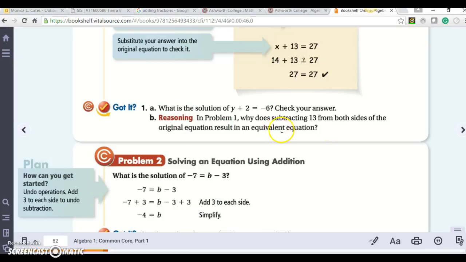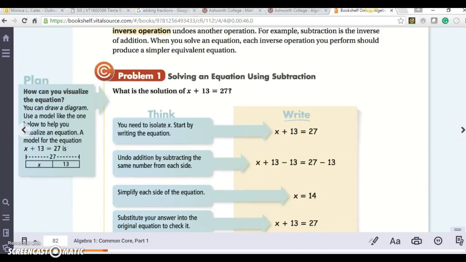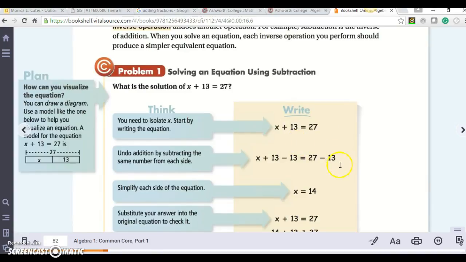Then it says in problem 1, why does subtracting 13 from both sides of the original equation result in an equivalent equation? It results in an equivalent equation because whatever I do to one side, I'm doing to the other. So it's almost like I'm canceling out the addition. I am doing an inverse operation and I am doing whatever I do to one side to the other. So my equation is balanced. It's the exact same. I hope that this helps.